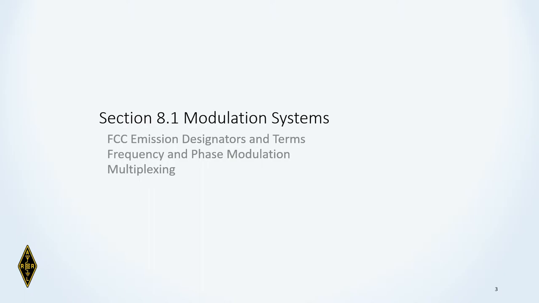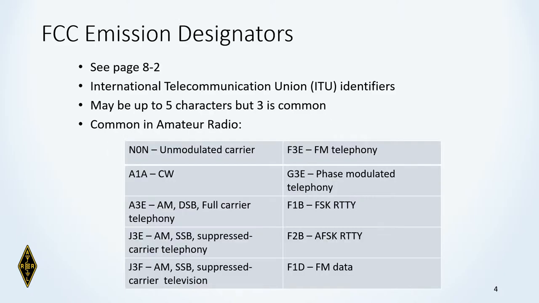Well, this is what we're going to get into tonight: emission designators. There aren't any pool questions there, so that's going to be real fast. We'll just touch it and move on. Frequency and phase modulation, if you read the book, you probably came away pretty confused, I would imagine. We'll be going through some of that detail here, and then I've got some tips and techniques to help us survive that. And then multiplexing is also very interesting. I've got a creative analogy that I think will be helpful for us.